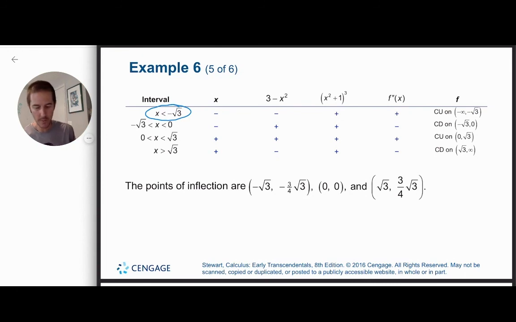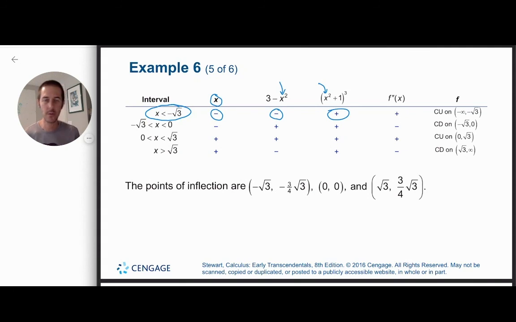3? Well, negative square root of 3 is about negative 1.7, something like that. Let's use an x value of negative 2. If I plug negative 2 into here, it's going to be negative. If I plug negative 2 into here, negative 2 squared is positive 4, 3 minus 4 is negative 1. I don't really care about the 1, but I care that it's negative. And if I plug negative 2 into here, negative 2 squared is positive 4, plus 1 is 5 cubed. It's 125, but I don't care. It's a positive number cubed, which is positive.